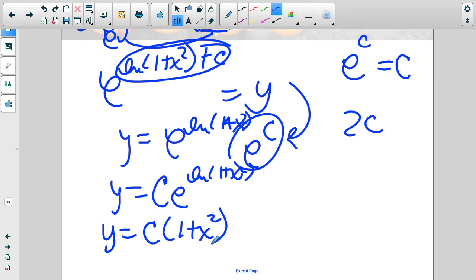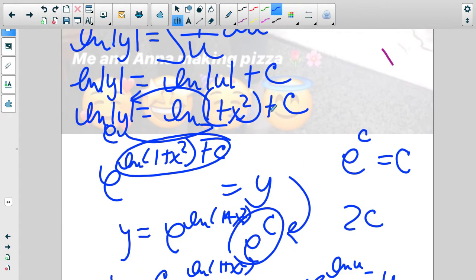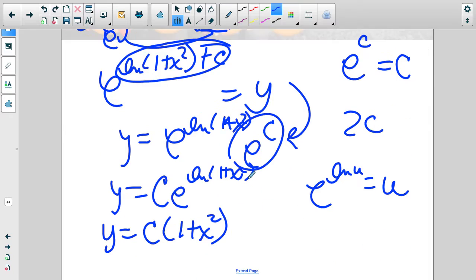What's e to the ln of 1 plus x squared? You've got to see that. Isn't that just the same thing we just did with 7 to the log base 7? Whenever you run into e to the ln u, that fits that rule, that's just u. Alright, what other numbers do I need to do? Here's the answer. And without a point, I'm not going to know what c is.